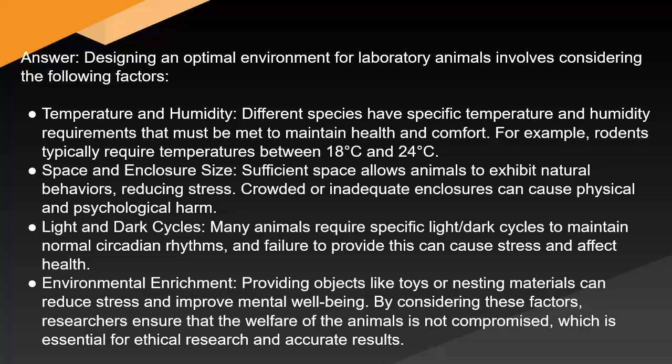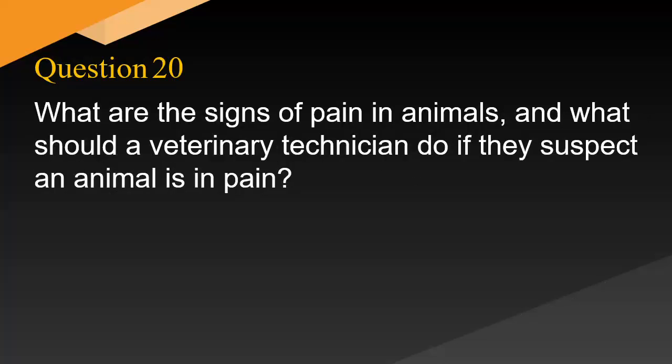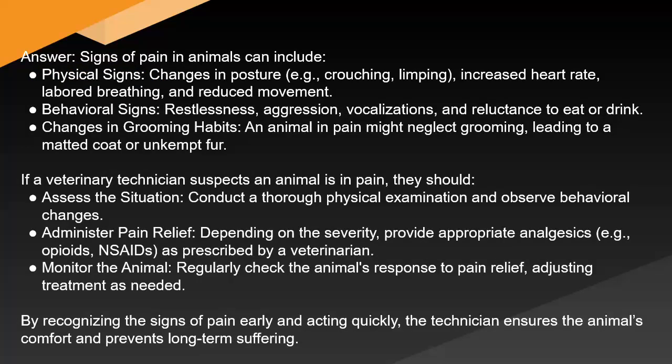research and accurate results. What are the signs of pain in animals, and what should a veterinary technician do if they suspect an animal is in pain? Answer: signs of pain in animals can include physical signs, changes in posture, e.g. crouching, limping, increased heart rate, labored breathing, and reduced movement. Behavioral signs: restlessness, aggression, vocalizations, and reluctance to eat or drink. Changes in grooming habits: an animal in pain might neglect grooming, leading to a matted coat or unkempt fur.